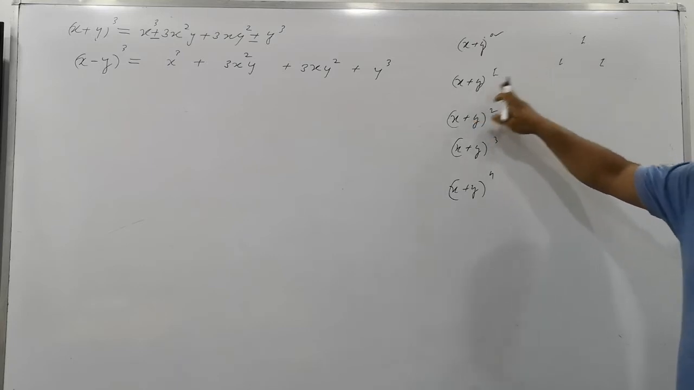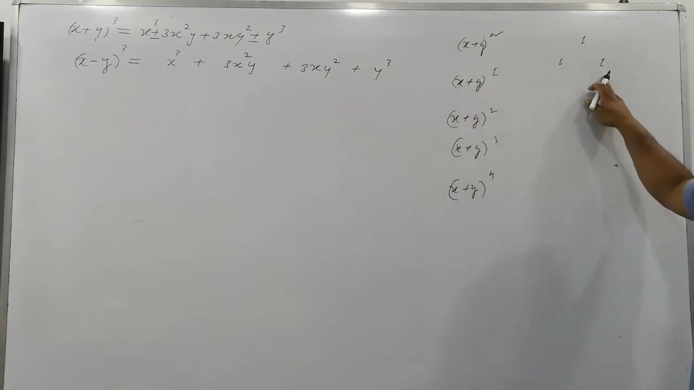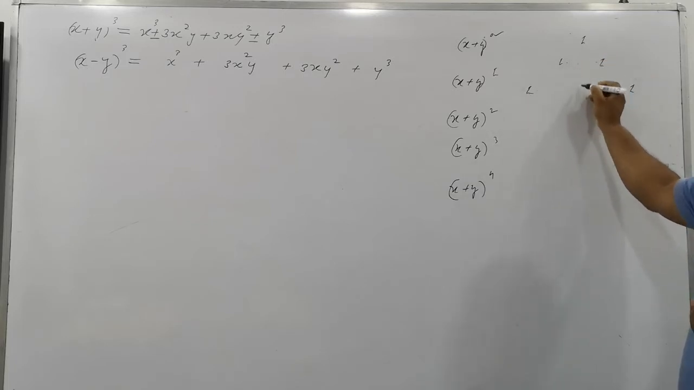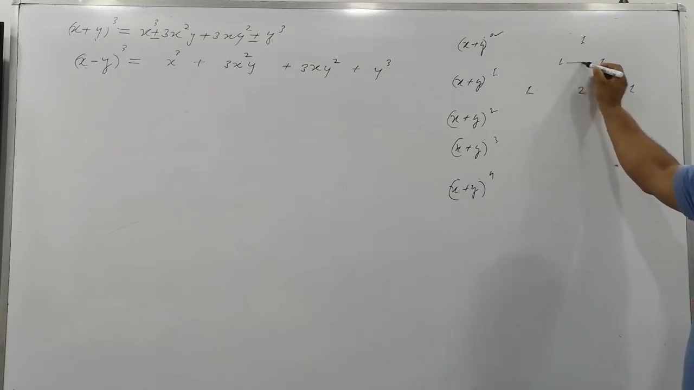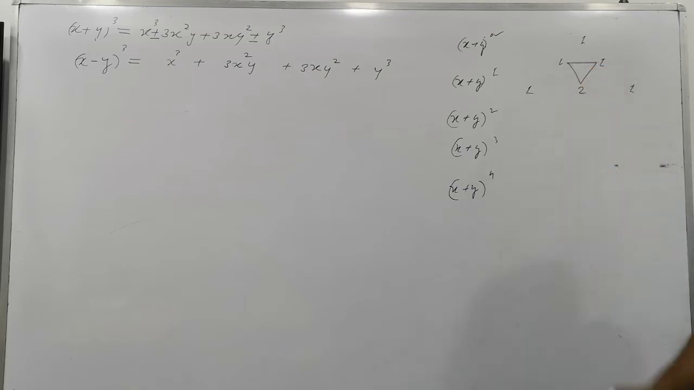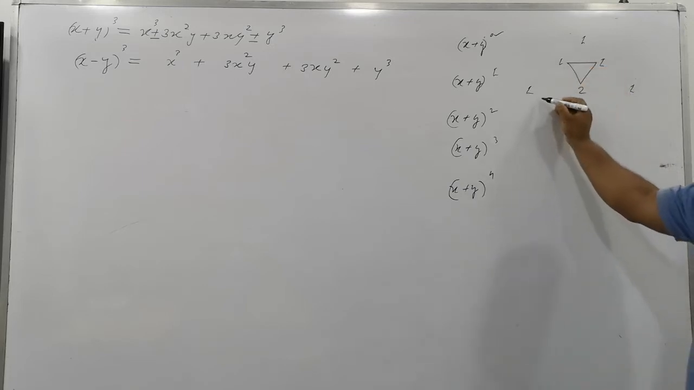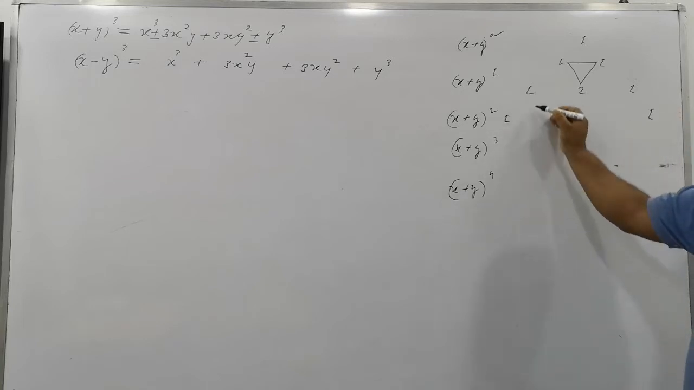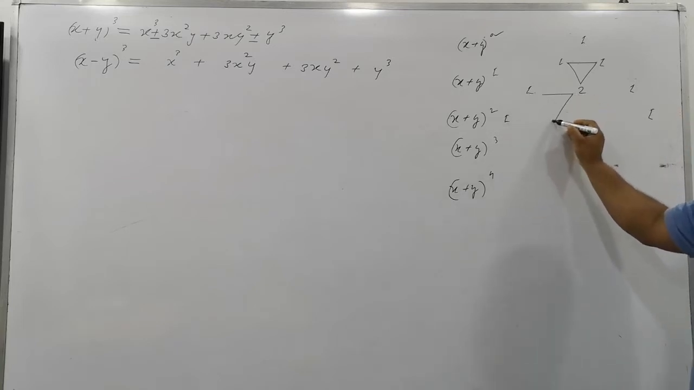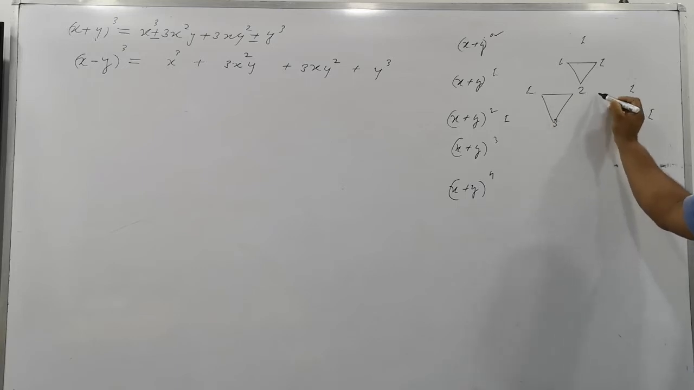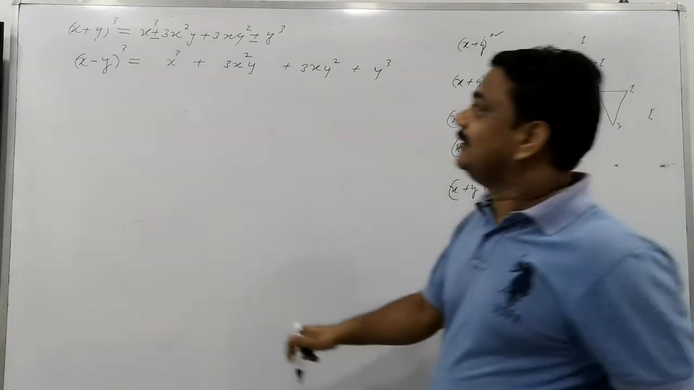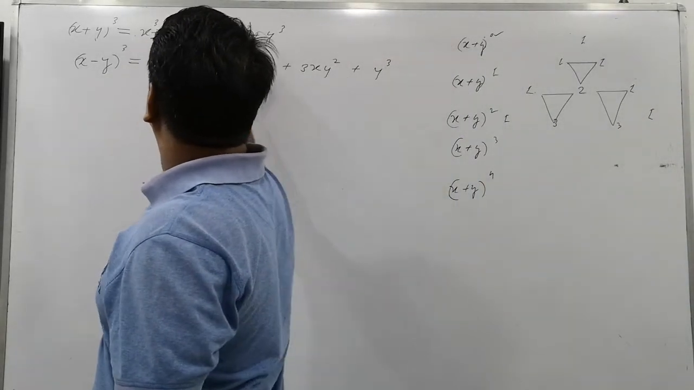So the coefficients are 1 and 1. Again, 1 plus 1, what will it be here? 2. Is that clear? Again, here 1 and here 1. So 1 plus 2 is 3, and again 1 plus 2 is 3. The coefficients are 1 3 3 1.